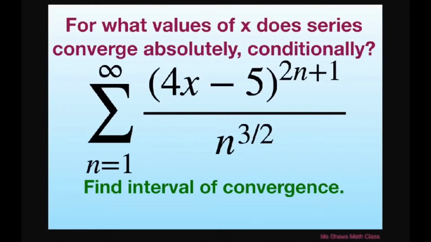Hi everyone. For what values of x does our series converge absolutely or conditionally? We're also going to find the interval of convergence. We're going to use the ratio test, and we're looking at the limit as n approaches infinity of the absolute value of a sub n plus 1 divided by a sub n.